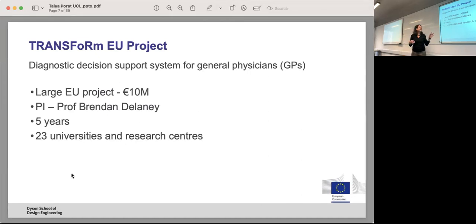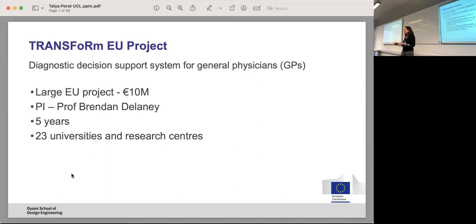The first one, I like it. It's quite old now, five or six years ago, but it shows the process in a nice way. We did the human-centered process, and the others I will go through much more briefly. This was a big European multidisciplinary project with many universities and research centers. There were many aims, but one of the main goals was to develop a diagnostic decision support system for general physicians, for GPs.